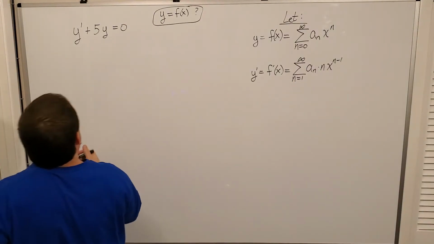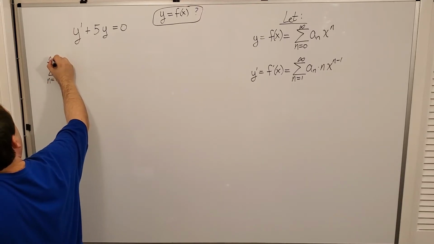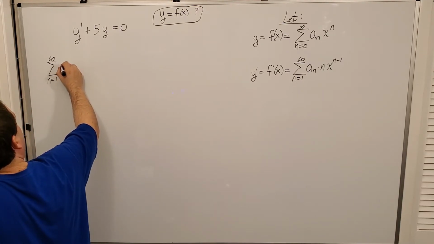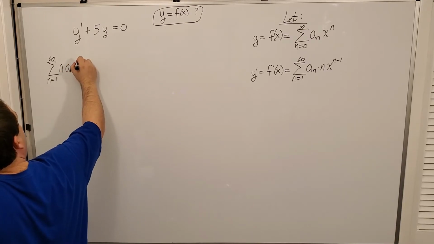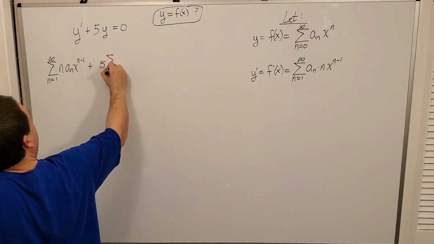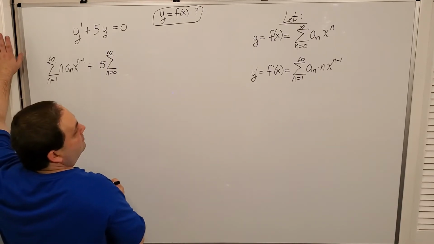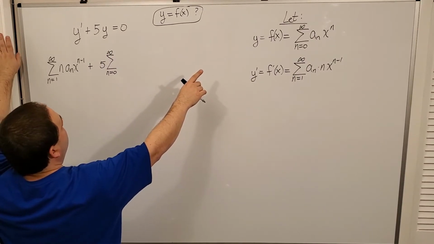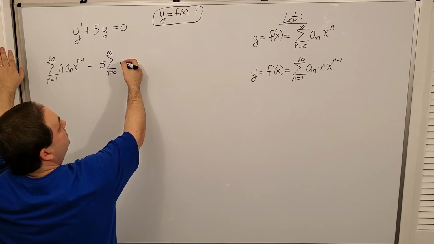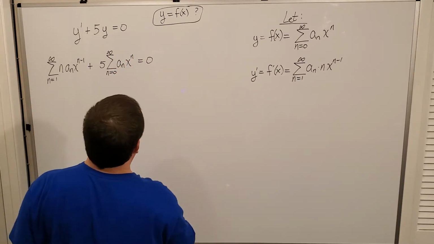So I plug the derivative piece in. That's going to be the summation from n equals 1 to infinity of n times a sub n x to the n minus 1 plus 5 times the summation from n equals 0 to infinity of a sub n x to the n equals 0. Okay?